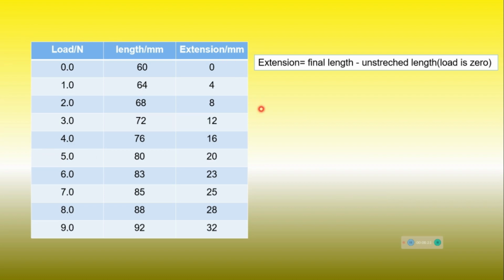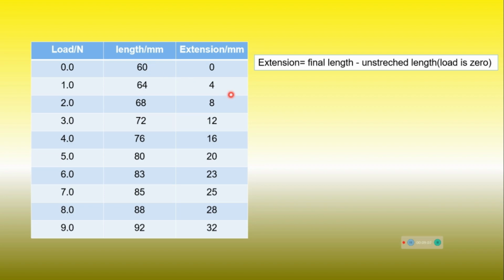Now this is a tabular representation: when we apply load, this is the extension, and this is the total change in the length of the spring. When there was no load, the undeformed length was, let's consider, 60 millimeter. So extension is 0 here. And when we apply load, we see that the length of the spring increases and the extension is calculated as final length minus unstretched length when the load is 0. So here the extension is 64 minus 60. When the force we apply at the other end is 2 Newton, the extension will be 68 minus 60.